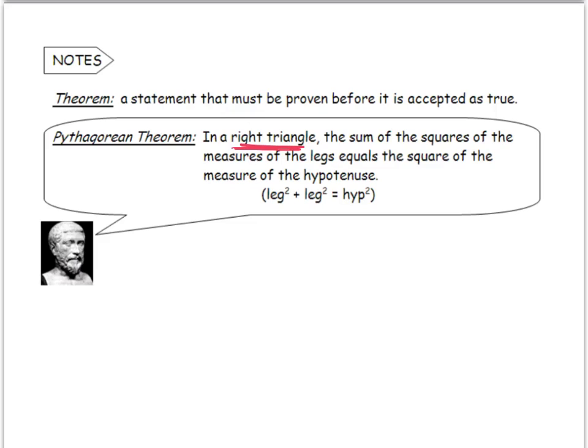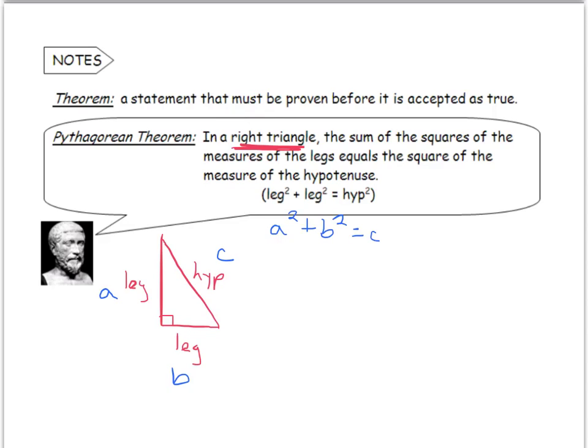So if we're working on a right triangle, what does that mean? In my right triangle, you have 2 legs, and you have a hypotenuse. And what you're going to do is you're going to take both of the legs, square them, and add them, and that should equal the hypotenuse squared. You've also seen it something like this with an A, a B, and a C. You might see it as A squared plus B squared equals C squared.